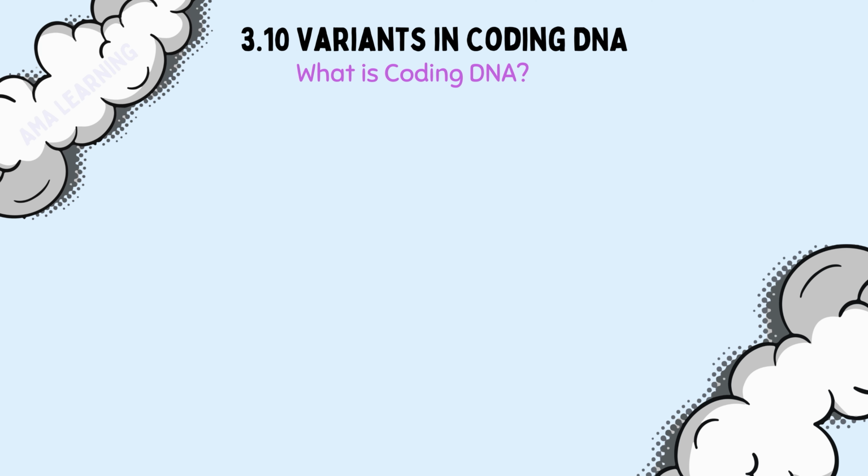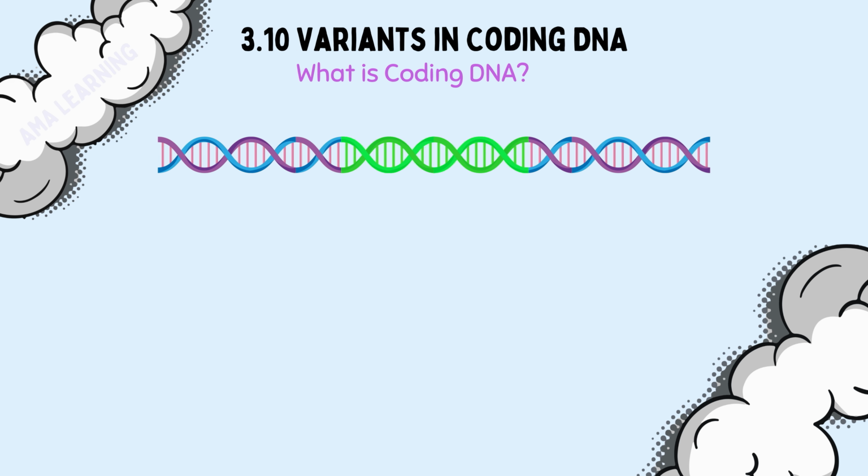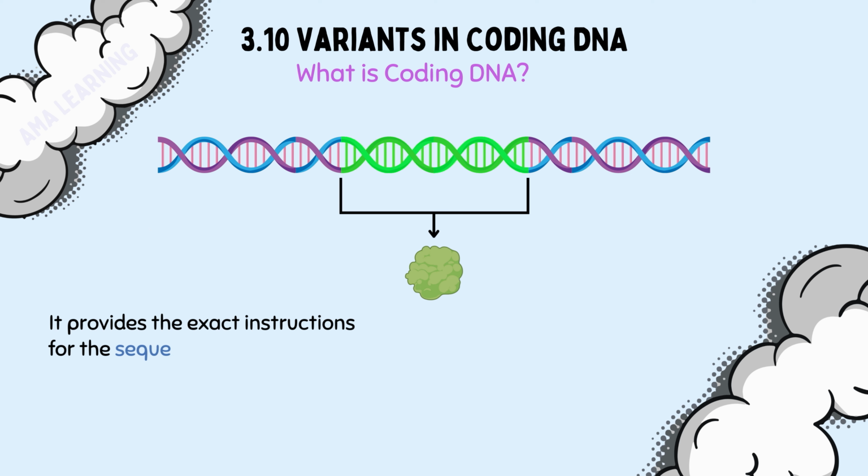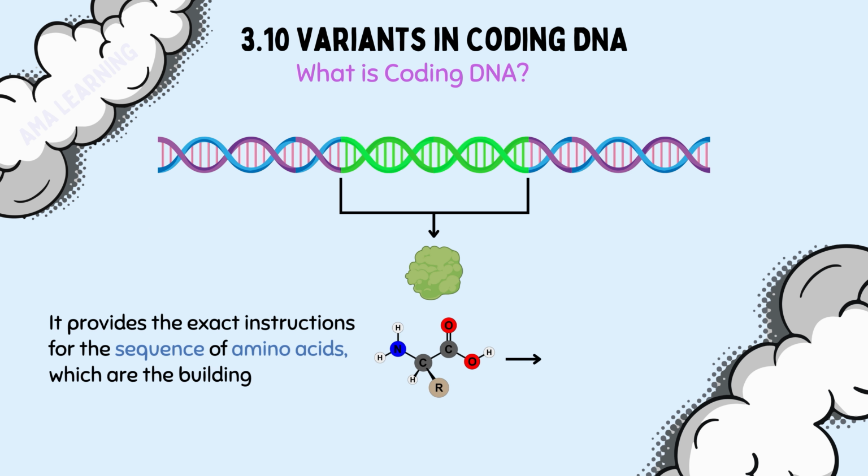What is coding DNA? Coding DNA is the part of DNA that acts like a recipe to make proteins. It provides the exact instructions for the sequence of amino acids, which are the building blocks of proteins. These proteins then carry out essential functions in the body.